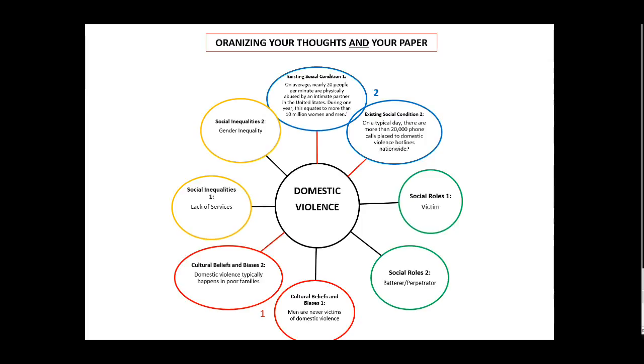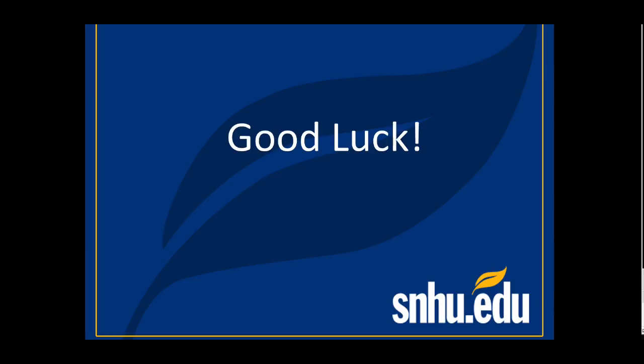So in the beginning you talk about, this is what people think about the issue, there's common misconceptions on X, Y, and Z, but this is really what's happening. This is what's happening in society. This is the existing social condition. You want to then talk about the social rules that are attached to that social issue, followed by the social inequalities or lack of services. So overall, that is really where you want to go. And then in the end, you might want to talk about social change and wrap it all up.